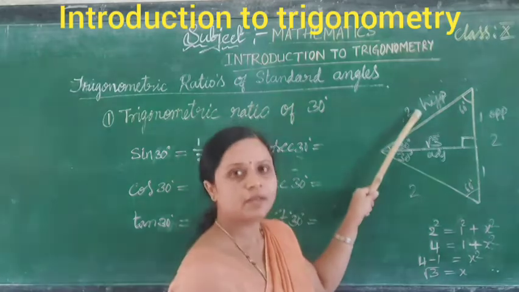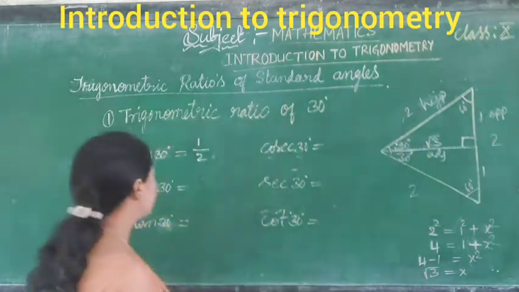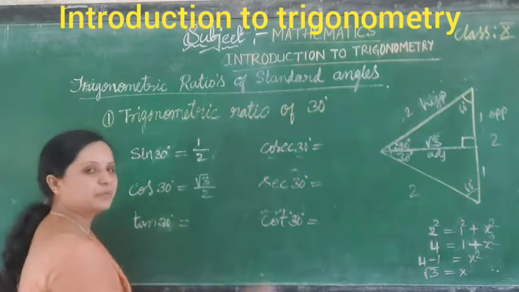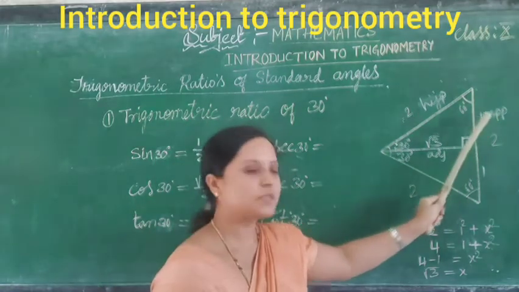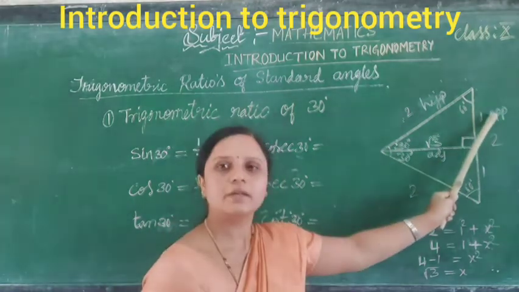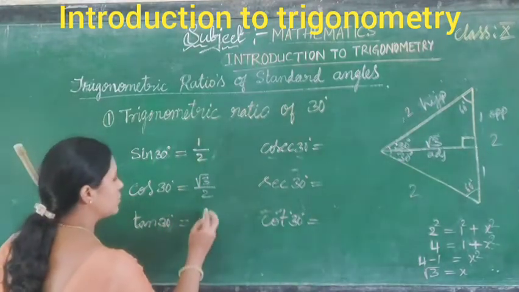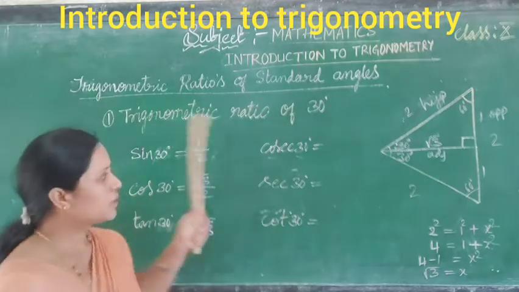What is cos 30? Adjacent divided by hypotenuse. What is the value of the adjacent side? Root 3. So cos 30 is root 3 by 2. And tan 30. Tan 30 means opposite by adjacent. Opposite side is 1. Adjacent side will be root 3. So tan 30 is 1 by root 3.